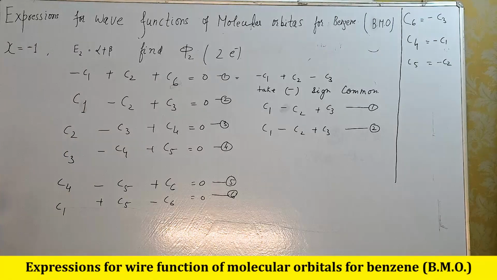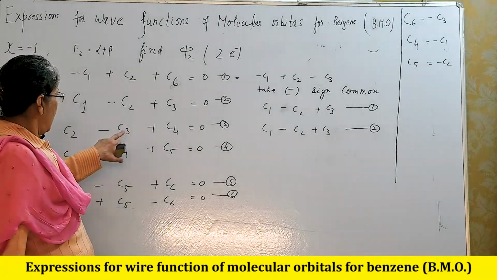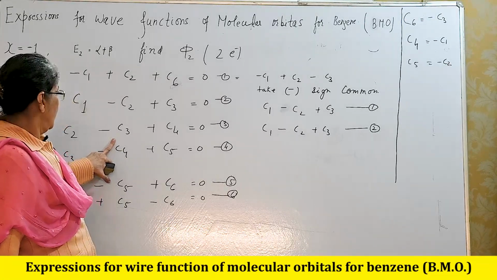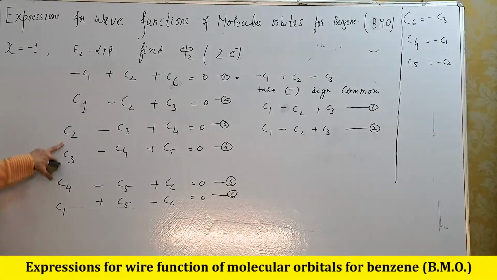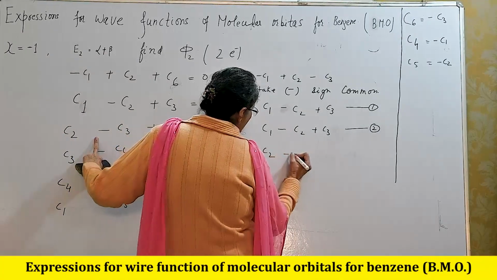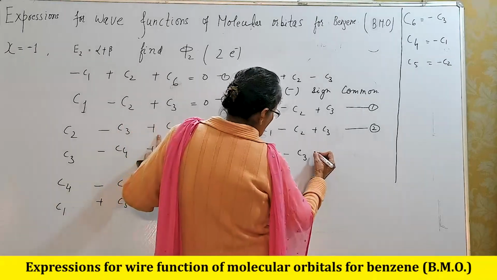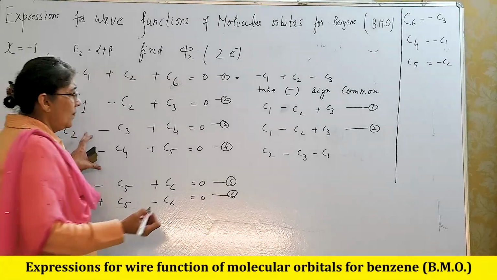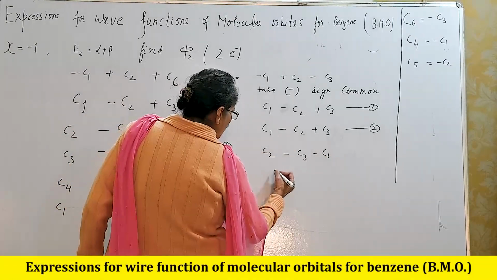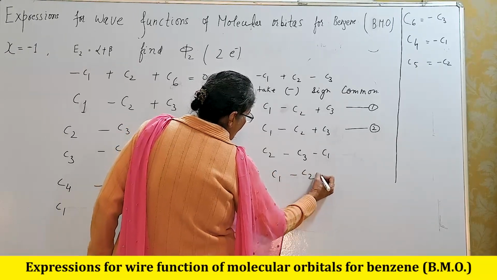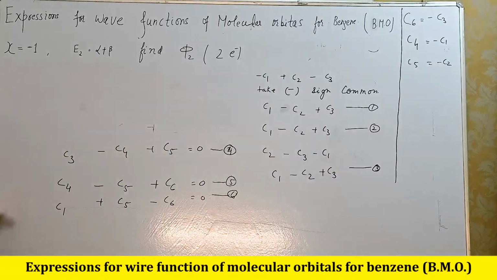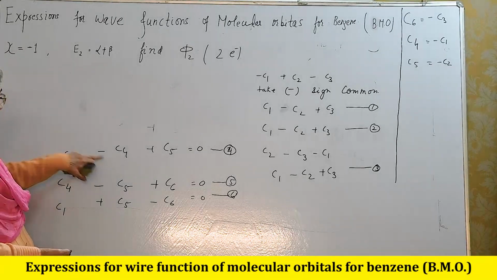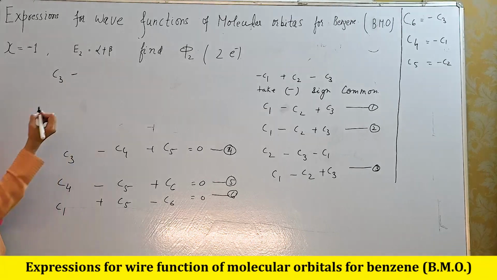C2 minus C3 plus C4. Now we have that C4 is equal to minus C1, and minus C3 and C2. See this equation number 3. C2 minus C3, and we can write that minus C1, and again take the negative sign common, then we get C1 minus C2 plus C3. This is equation number 3, and now we can note this and see equation number 4, C3 minus C4.